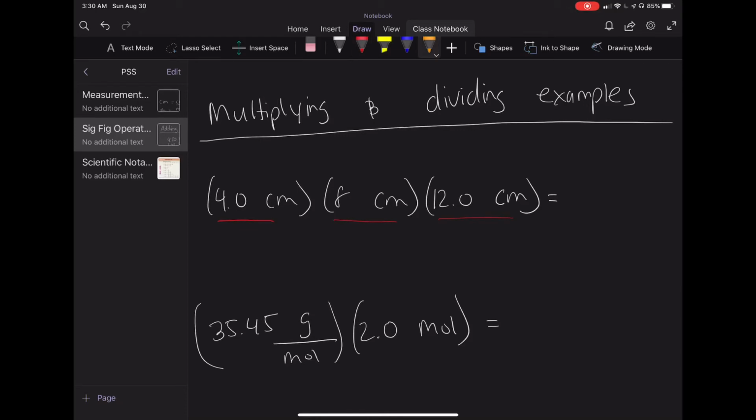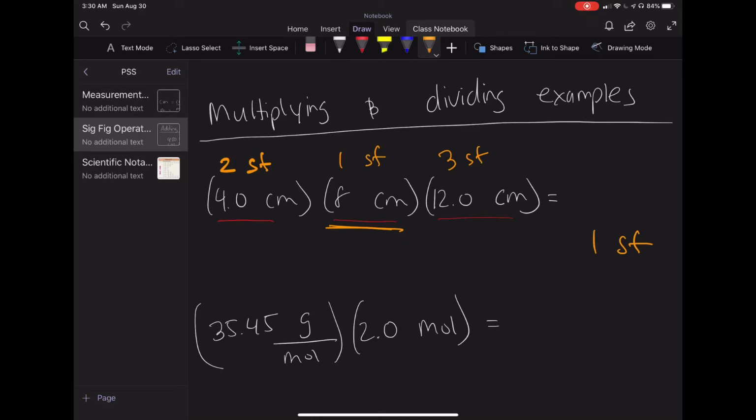This first quantity, 4.0, has 2 sig figs. The next quantity of 8 has only 1 sig fig. And then 12.0 has 3 sig figs. The rule for multiplying and dividing is whichever one has the fewest number of sig figs, that's how many sig figs your answer has. So this 8 centimeters has only 1 sig fig, so our final answer is going to have only 1 sig fig.